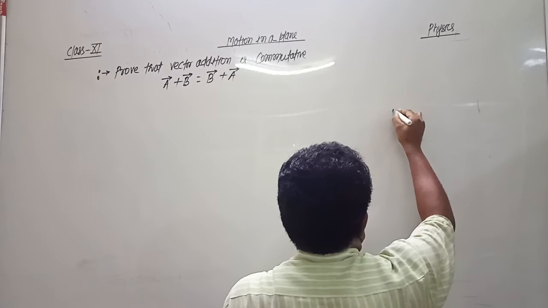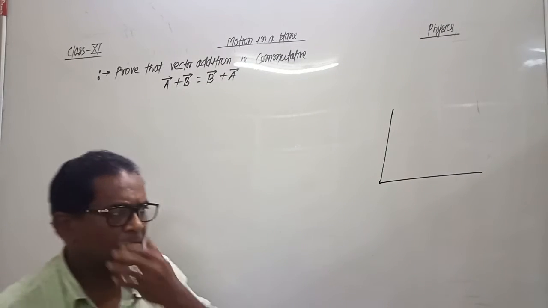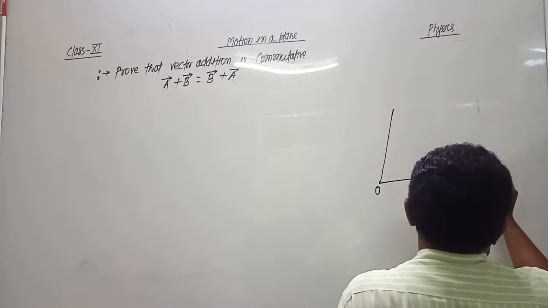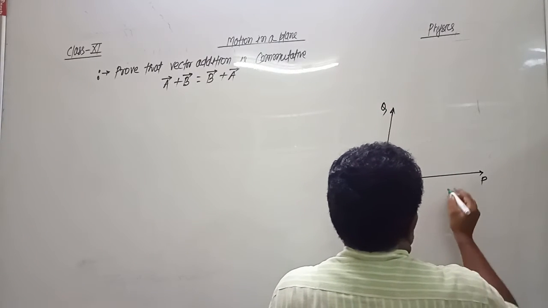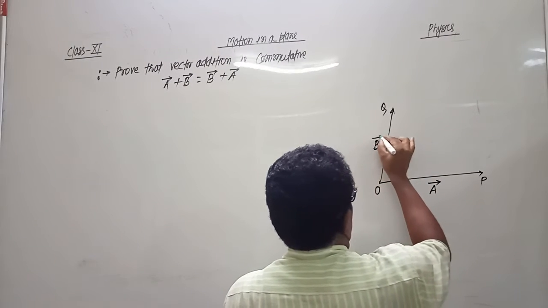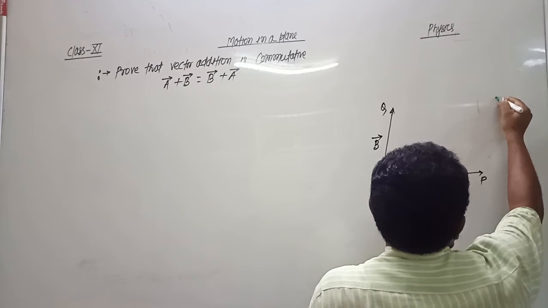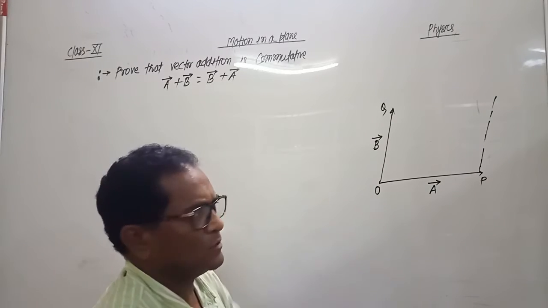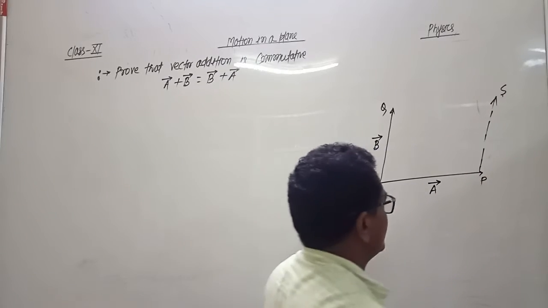So let the two vectors be represented by the adjacent sides of a parallelogram, OP and OQ, where vector OP is given by A and vector OQ is given by B. Now we complete the parallelogram and draw from P a line parallel to OQ, and name it PS.